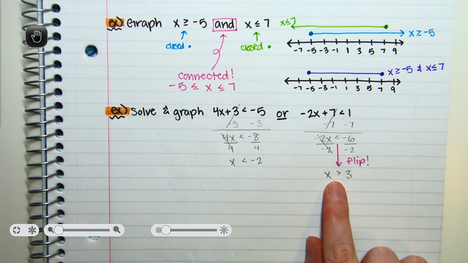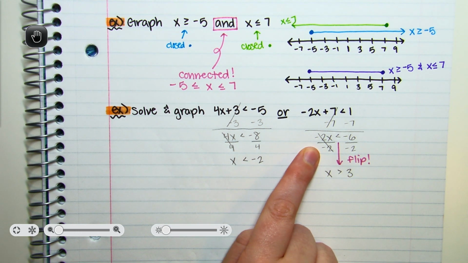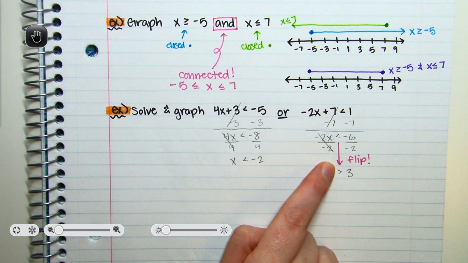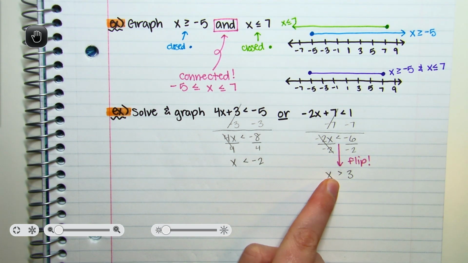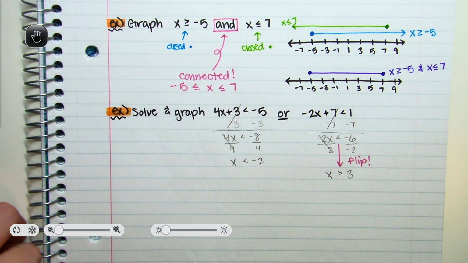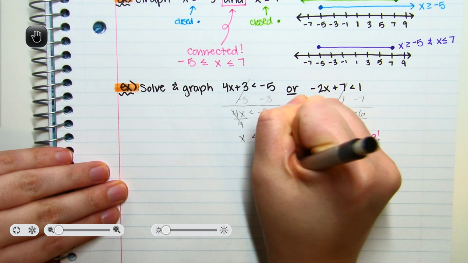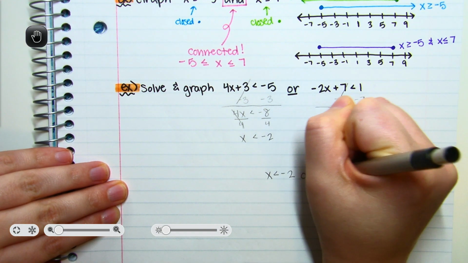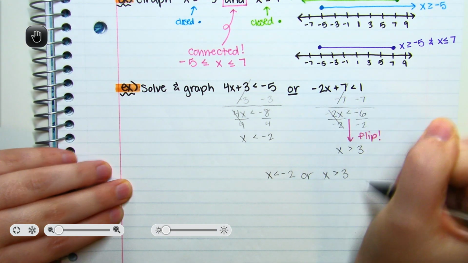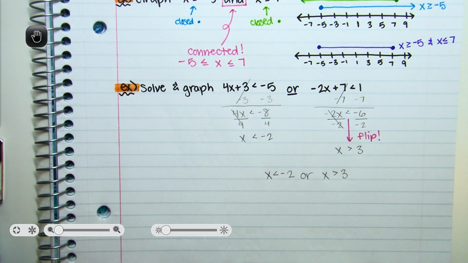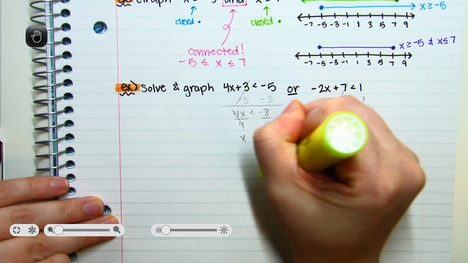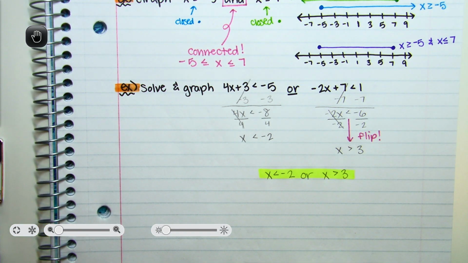Now, for those of you whose inequality is wrong, just a reminder, when you multiply or divide both sides by a negative number, you have to flip the sign. That's why this is now greater than. So I'm going to write my final answer, which is x is less than -2 or x is greater than 3. I want to make sure I rewrite that with the word or in between, because that was our original problem that we started with. We've just solved for x in both inequalities now.